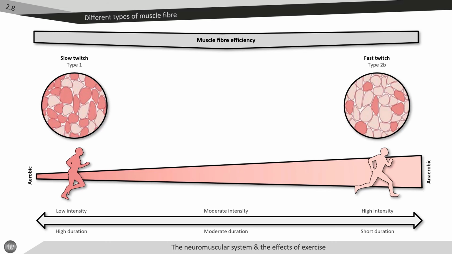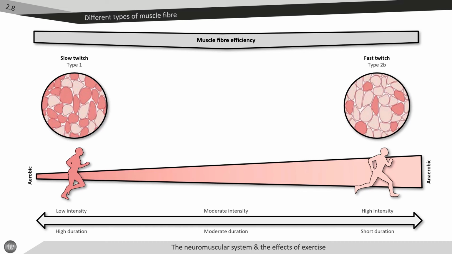Fast twitch type 2B fibres are anaerobic in nature and respond best to short bursts of high intensity exercise with high force and power outputs like explosive powerful events such as Olympic weightlifting, 100-metre sprints and shot put.